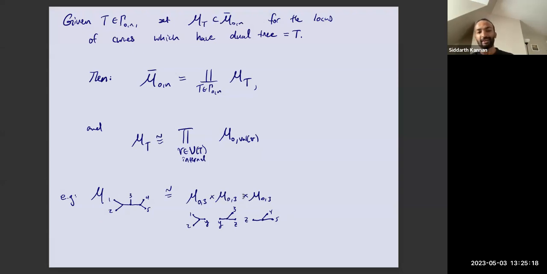So I find this to be a very pleasing geometric description of this space. It's somehow totally controlled by these open moduli spaces and tree combinatorics.